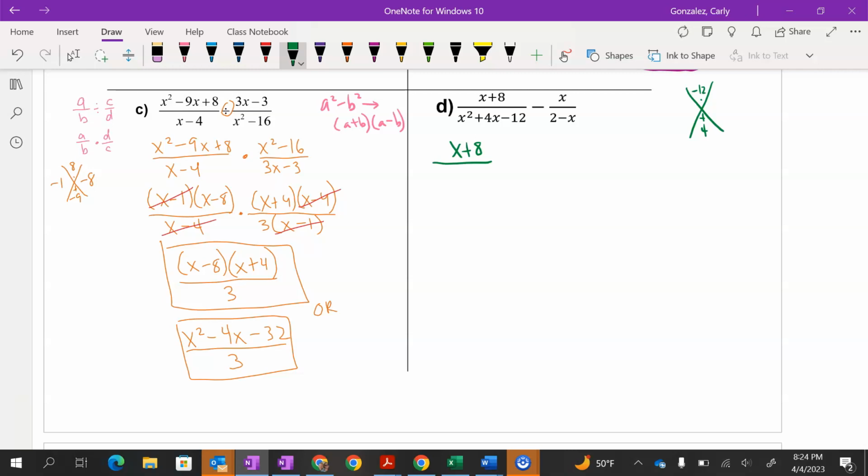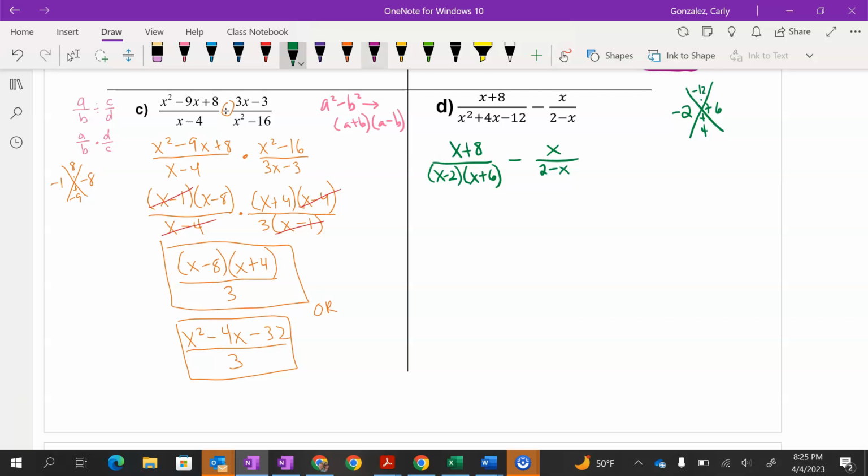And 1 and 12 does not work, but 2 and 6 may work. But since it's multiplying to a negative, we'll need 1 positive and 1 negative. And since it's adding to a positive, we will need more positives than negatives. So -2 times 6 gives us -12, and -2 plus 6 gives us +4. So that denominator on the left will factor into x minus 2 and x plus 6. I will copy down on the right.